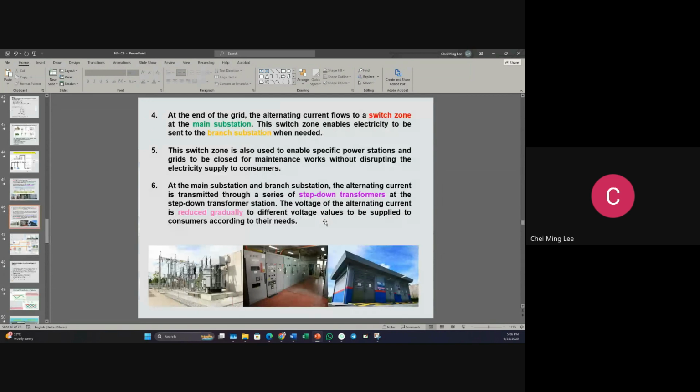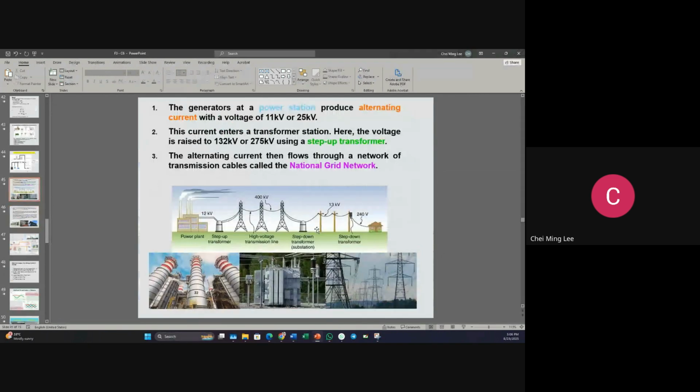So normally 13 kV is for the industrial ones. Then they will go to a smaller one. You see the pylon with a small step-down transformer on top. That one normally is the one connected to domestic use.